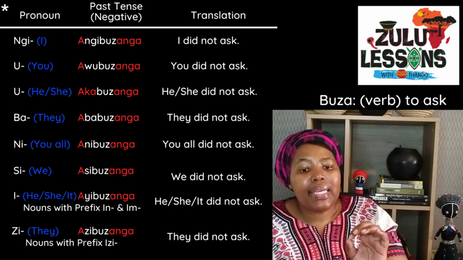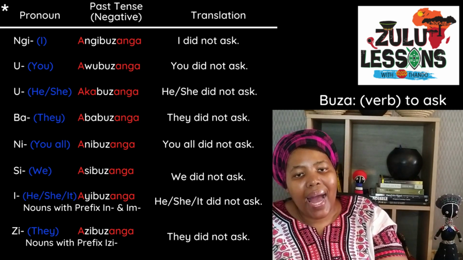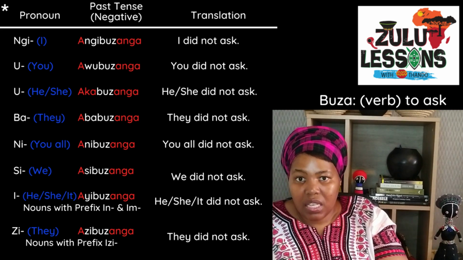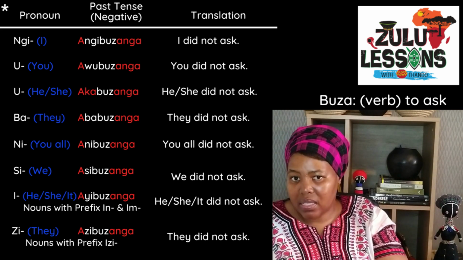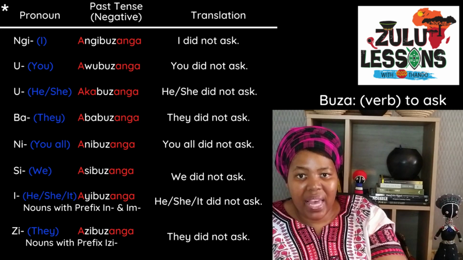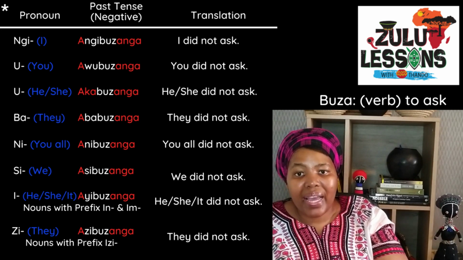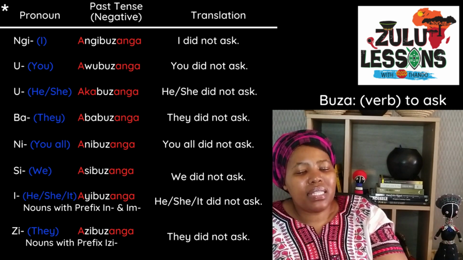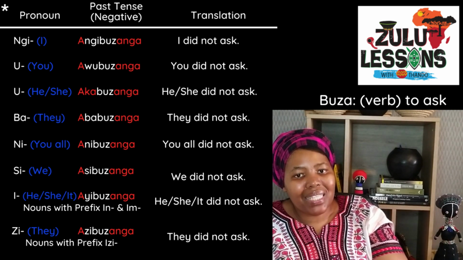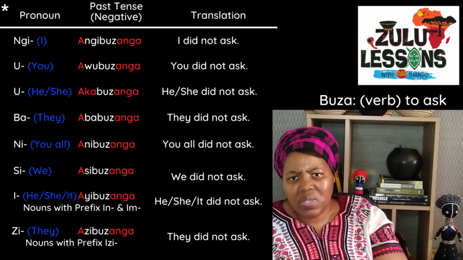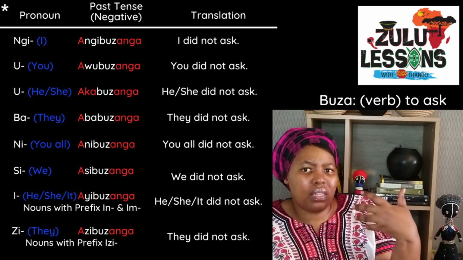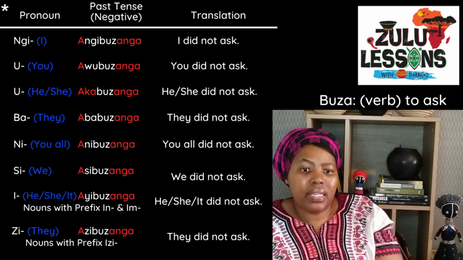And ayibuzanga. So he or she or it did not ask. So if we are saying the young man did not ask, insizwa ayibuzanga. And azibuzanga, they did not ask. So anything that has the prefix izi, azibuzanga.